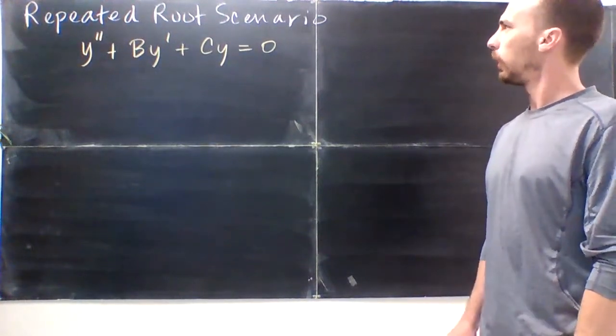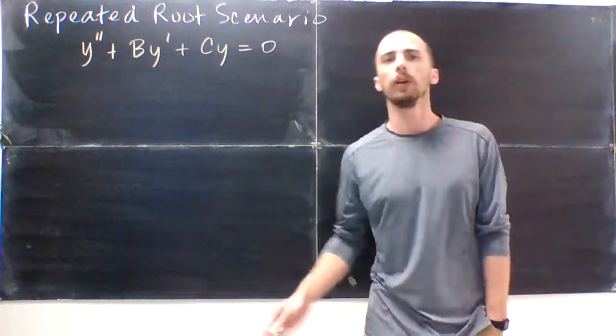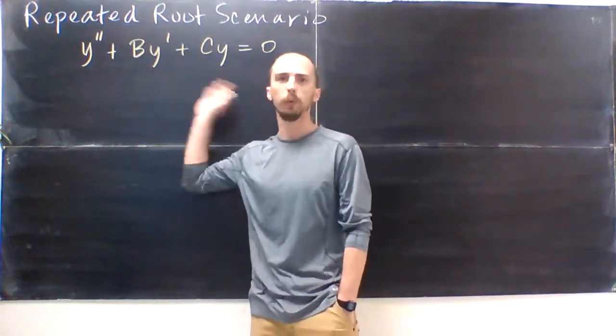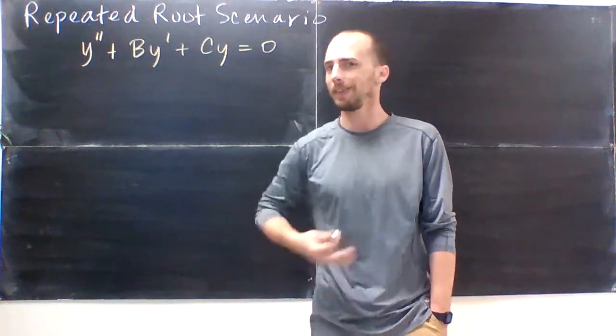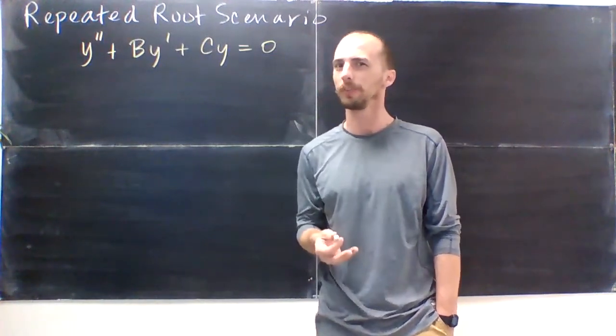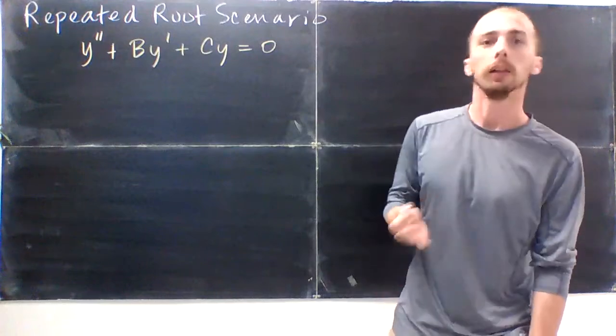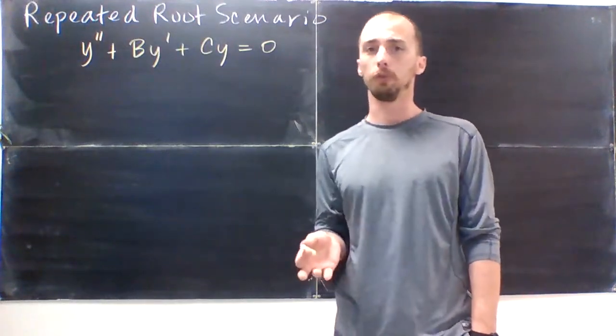Today I want to talk to you about the repeated root scenario, right? What if we run this thing like we did a couple of times ago, and we find that we get the same root of our characteristic polynomial twice? Like, what are we supposed to do with that? Okay, last time I told you about the linear independence of solutions, right?